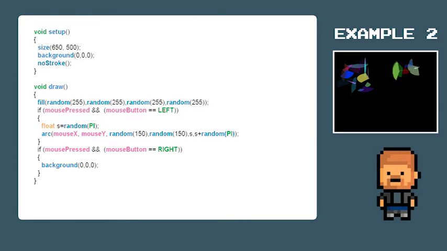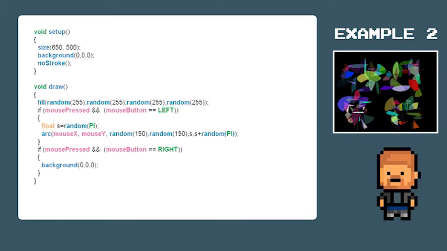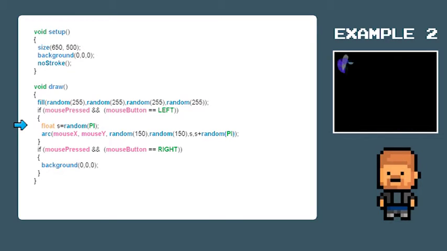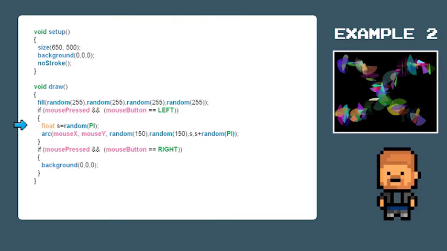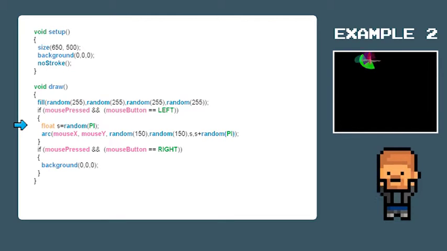Let's move on to example number 2. In this example, we are going to add one new line of code and change an existing line of code. The first new line of code is here: float s = random(PI). And PI is 3.14159265359.